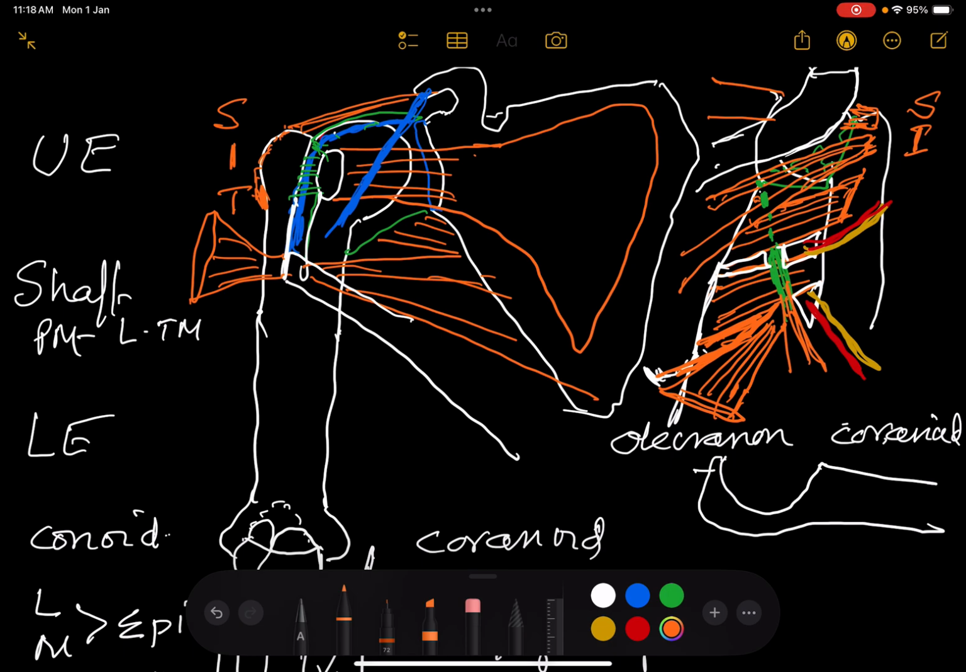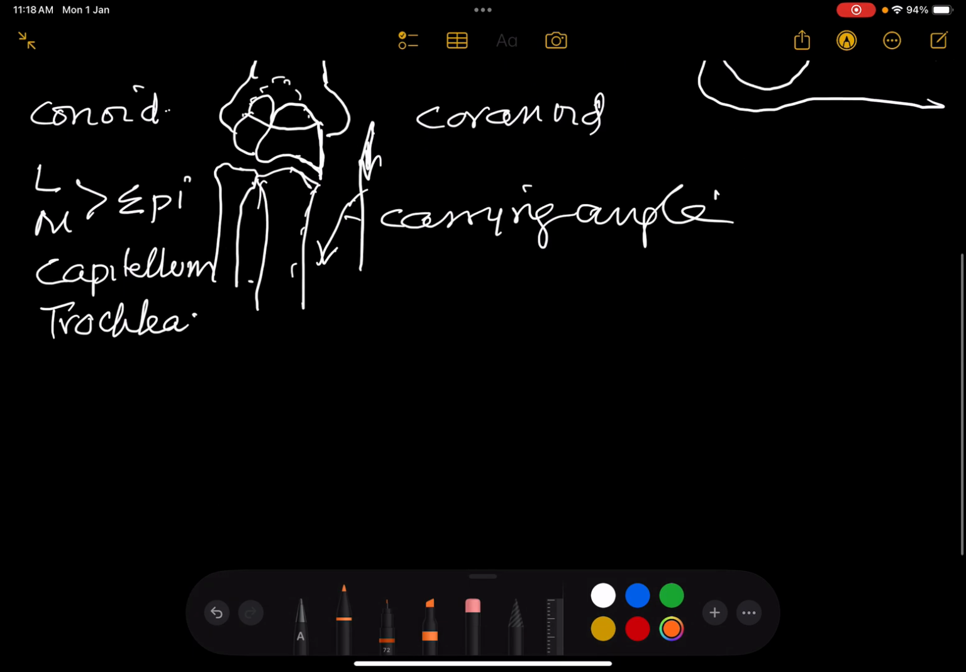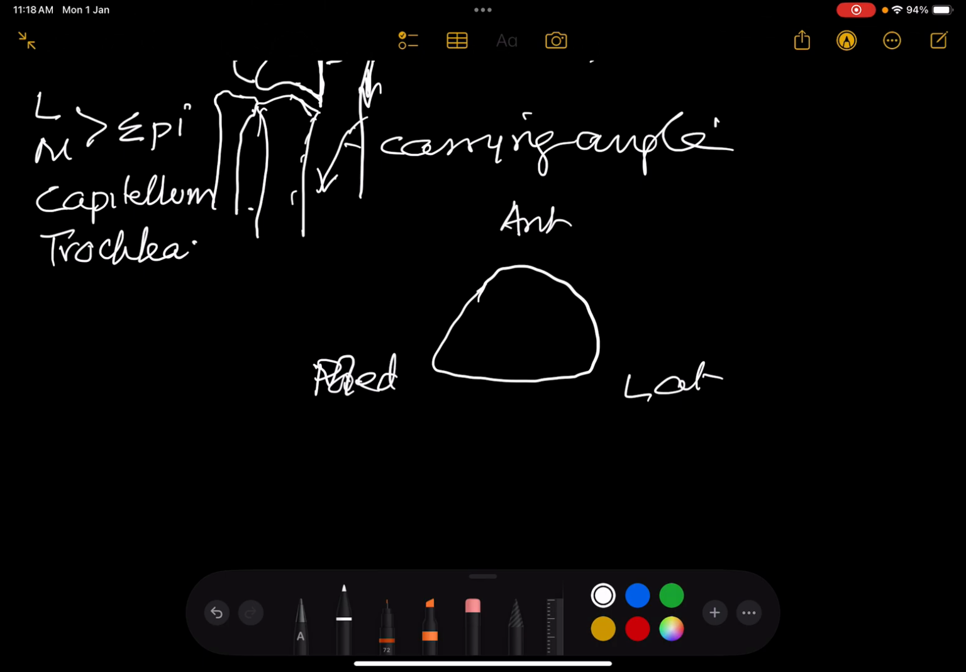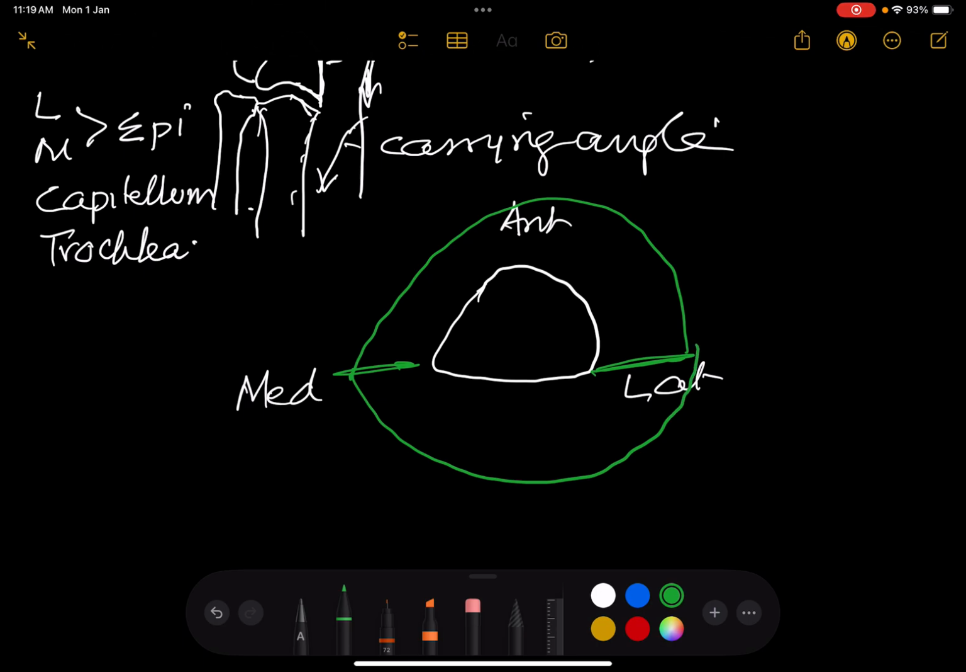So this is the posterior view of the upper end of the humerus. Now the humerus shaft is triangular. So it has an anterior border, a lateral border, and a medial border. Then it has a lateral and medial intermuscular septum, and there is a deep fascia which has an anterior compartment and a posterior compartment.